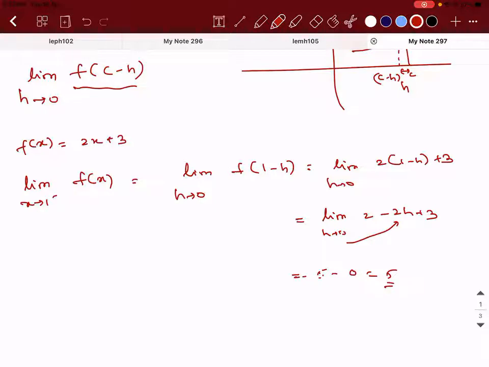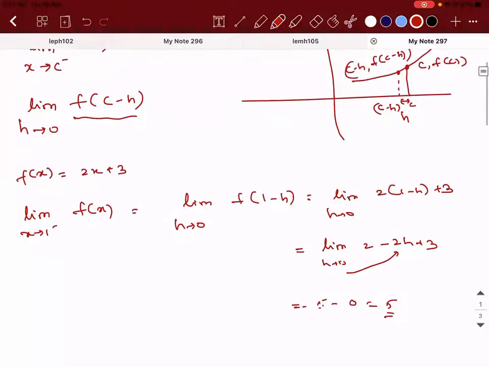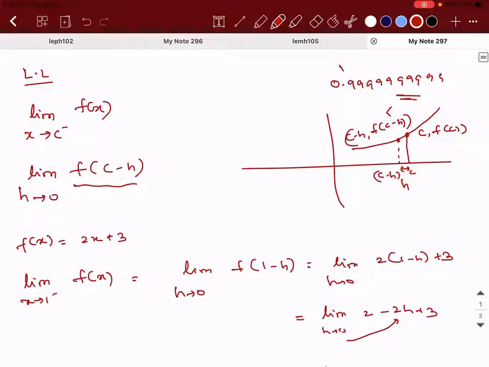Am I clear, guys? In a similar way, can you tell me what will happen for the right limit? I want you to try. The only thing is, what difference will you make in the right limit? Limit x tends to c plus. First step, when you write it, you should write f of x. Next step, limit h tends to 0, f of c plus h is what you write, and then proceed. See if you are getting the same answer. You should get it.